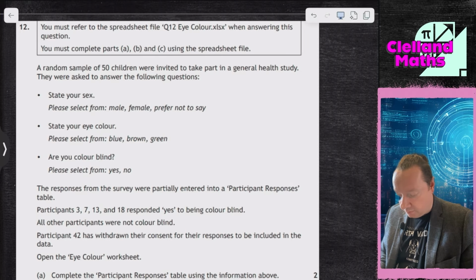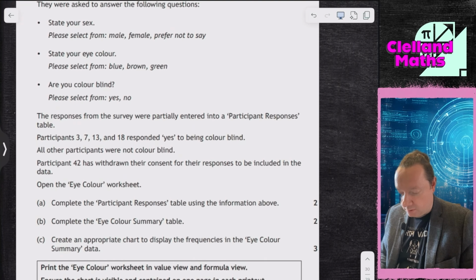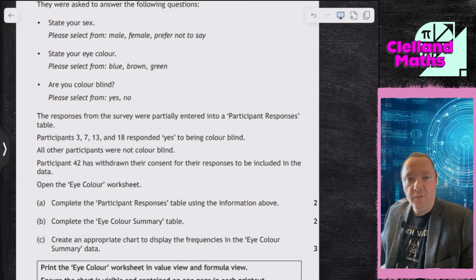The responses from the survey were partially entered into the participant responses table. Participants 3, 7, 13, 18 responded yes to being colourblind. Participant 42 had withdrawn their consent for the responses to be included. Open the eye colour worksheet. Complete the participant responses table using the information, complete the eye colour summary table, and create an appropriate chart to display the frequencies of eye colour in the summary data. So let's have a look at this.